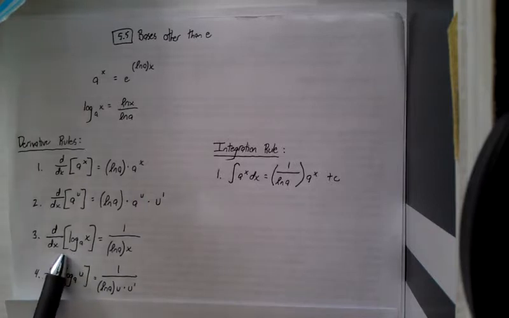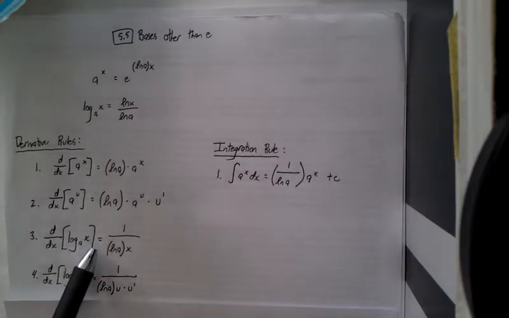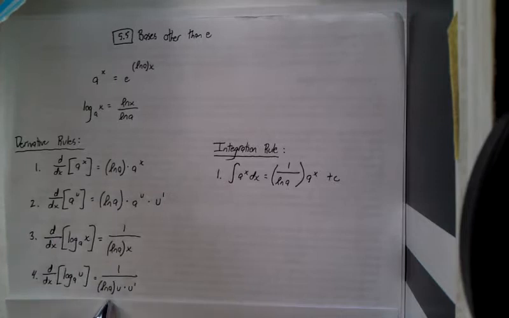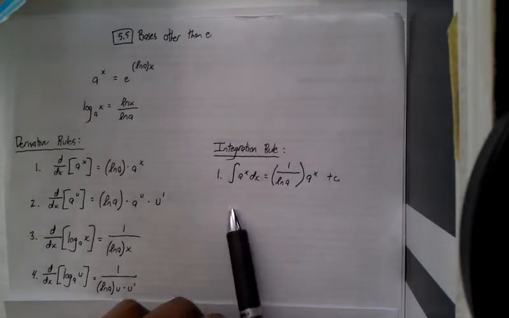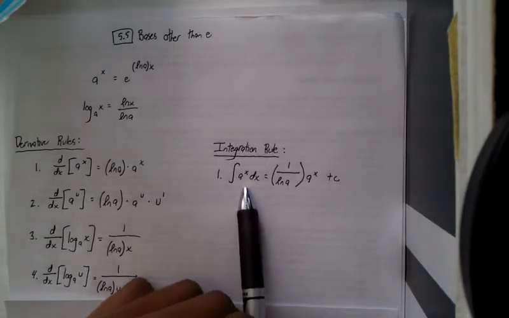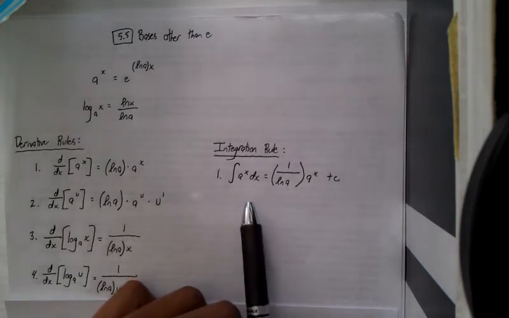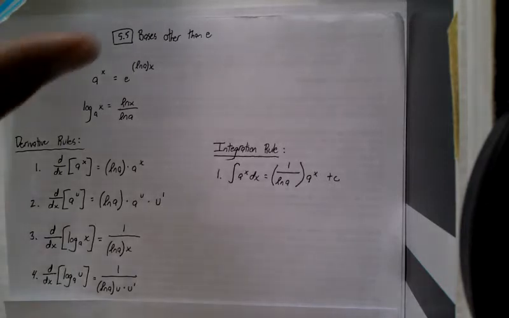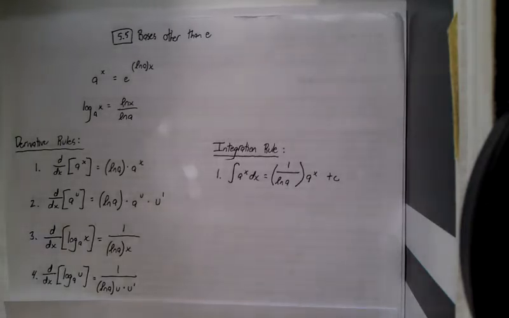Number 3, the derivative of the log base a of x is equal to 1 over the natural log of a times x. And number 4, the derivative of log base a of u is equal to 1 over the natural log of a times u prime. The one integration rule associated with this section is that the integral of a to the x dx is equal to 1 over the natural log of a times a to the x plus c.